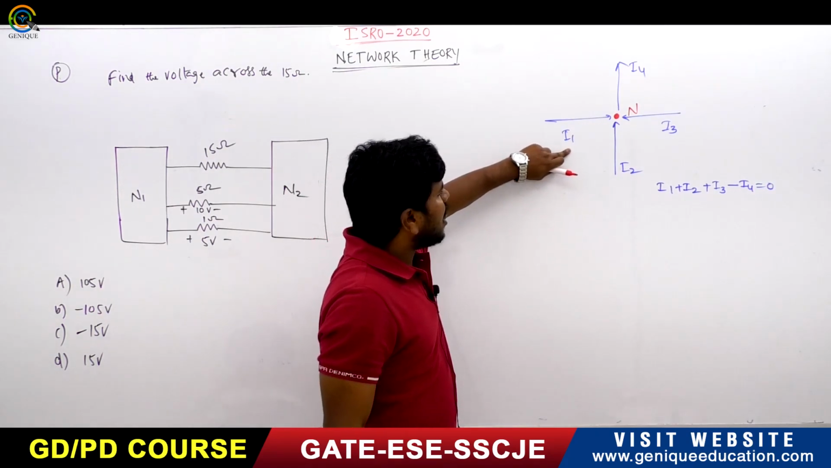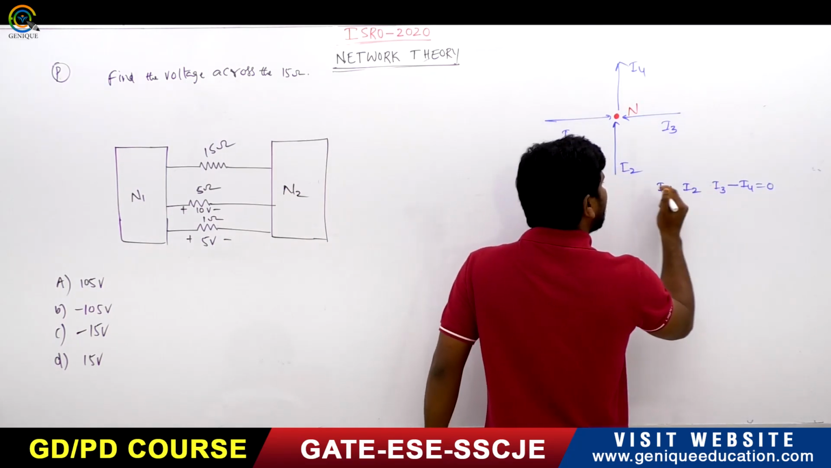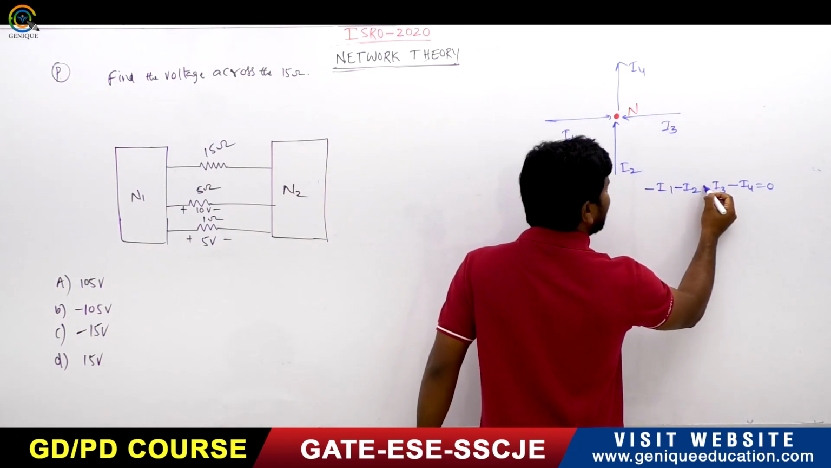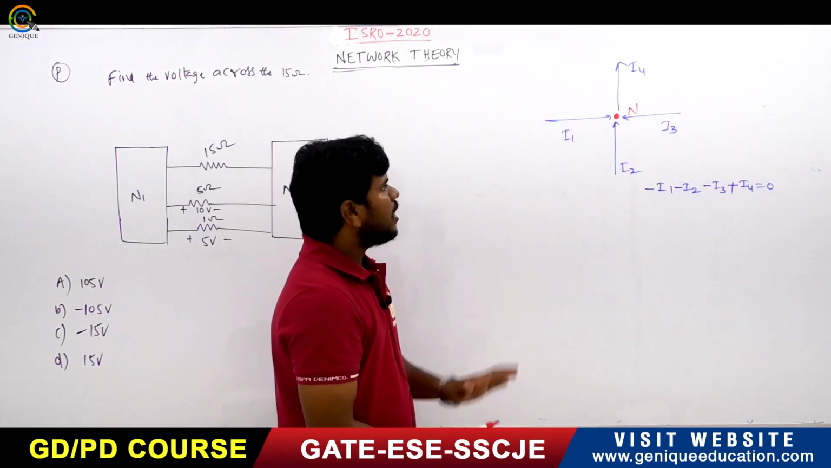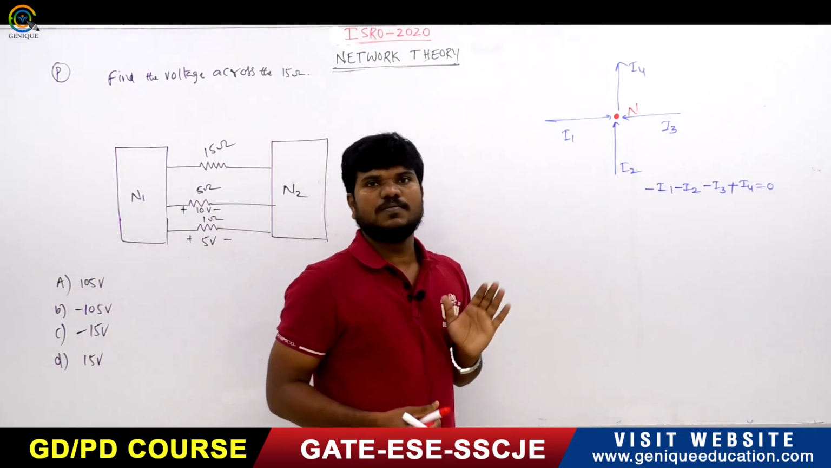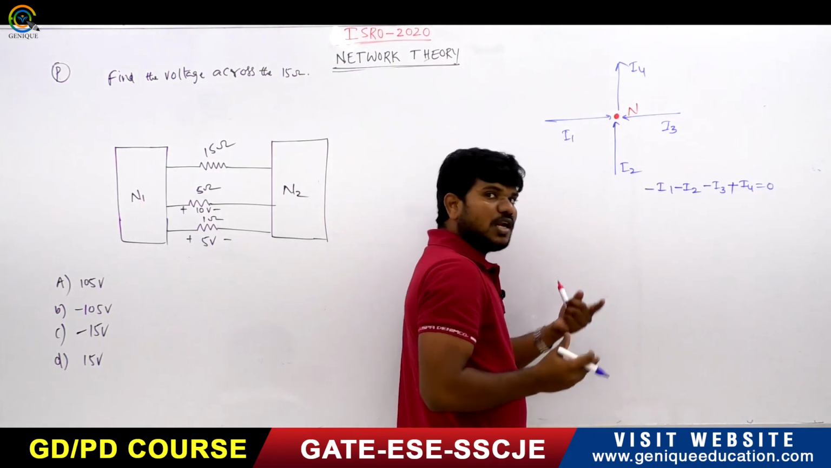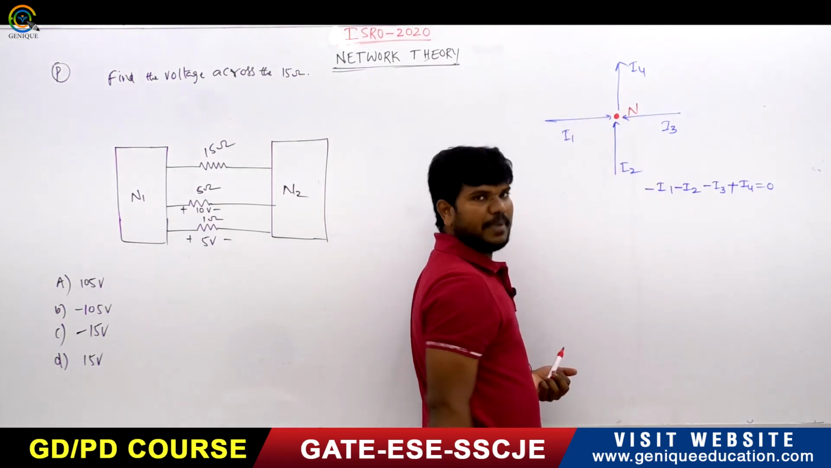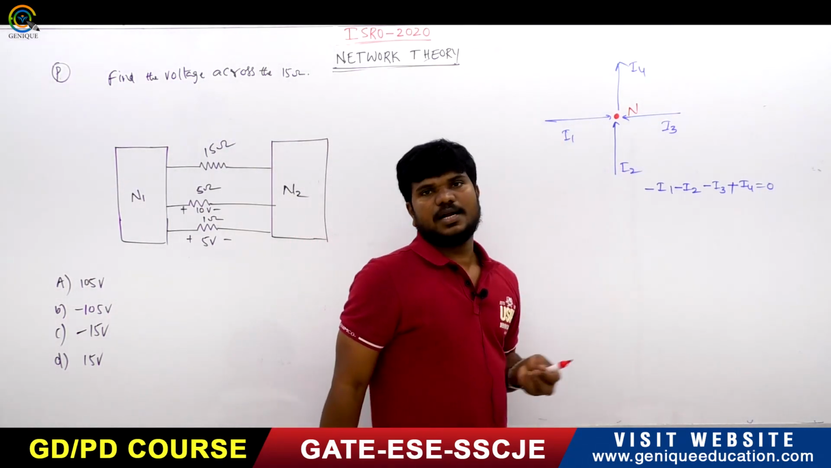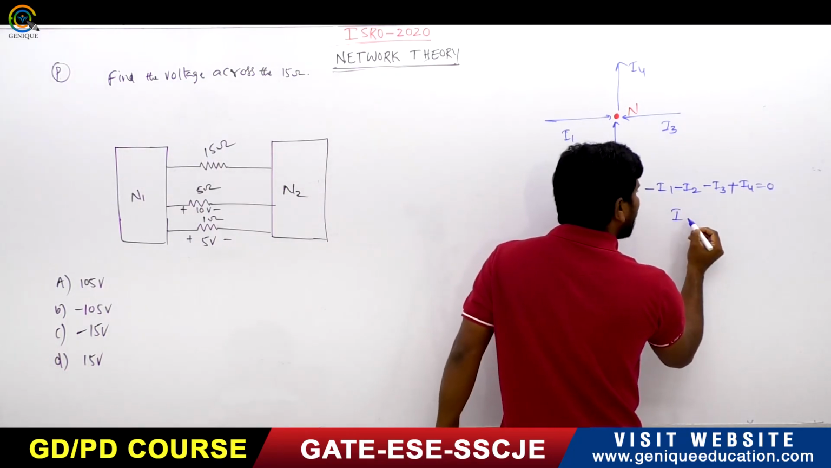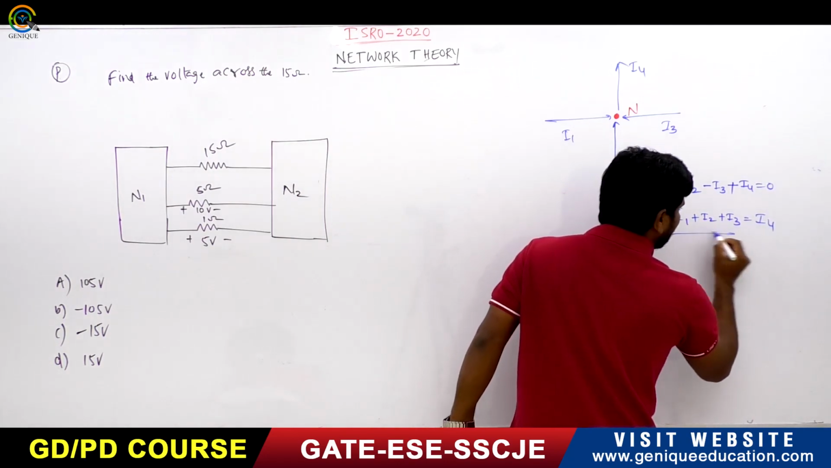See, these are all entering currents. According to our notation, you can also take minus I1, minus I2, minus I3 plus I4 is equal to 0. The algebraic sum of the currents is 0. Because all three are entering currents, I have taken minus. You can also take leaving current as minus and entering current as plus, or the other way around. So from this I can write I1 plus I2 plus I3 is equal to I4.